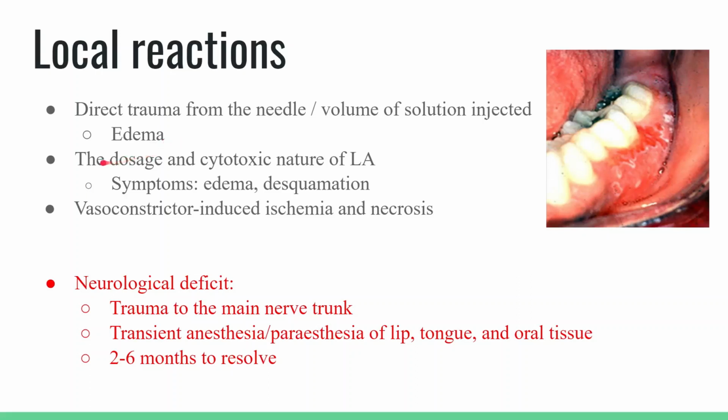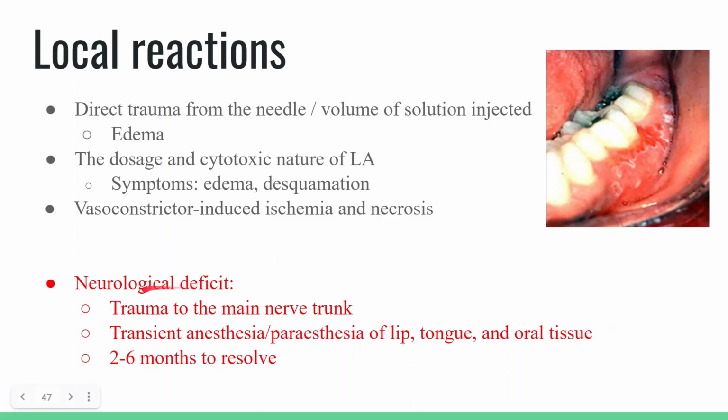تمام؟ طبعا the dosage and the cytotoxic nature of the local anesthetic نفسه ممكن مثلا تعطيه concentration عالية شوي أو اللوكال anesthetic يكون بطبيعته cytotoxic فراح يعمل شوية edema، راح يعمل desquamation اللي هي the sloughing. You can see the sloughing over here which is basically the removal of the outer layers of the squamous epithelium. And of course, there's also the vasoconstrictor-induced ischemia and necrosis, something that we already touched on.